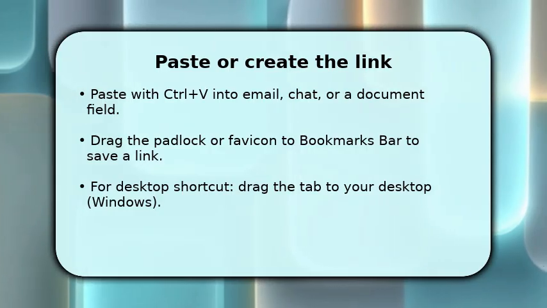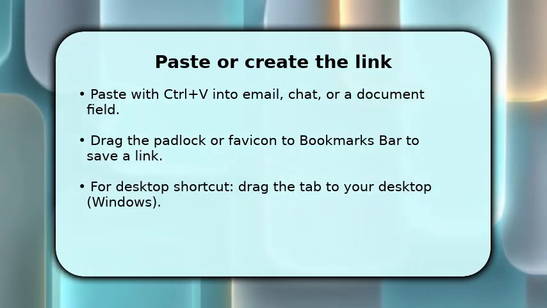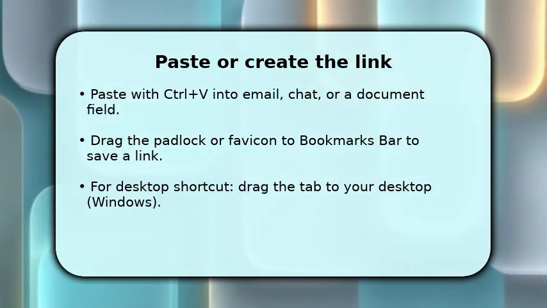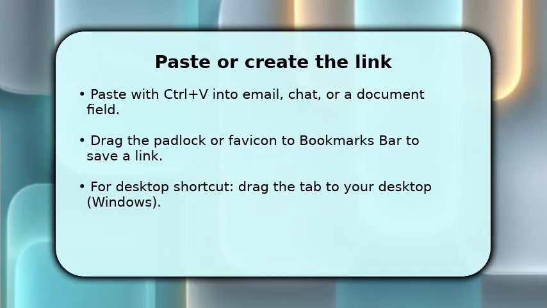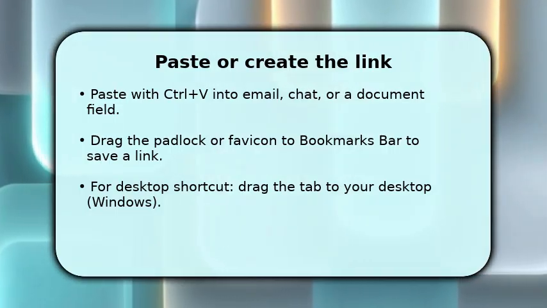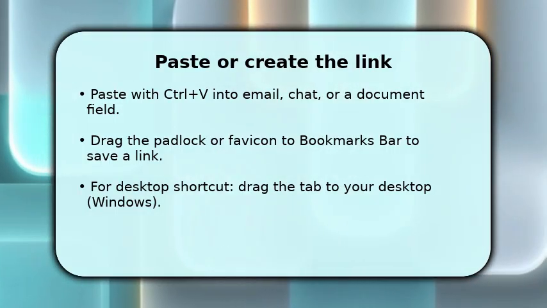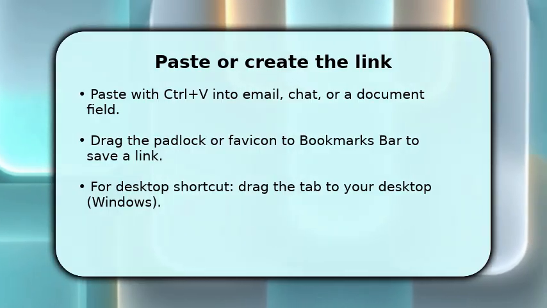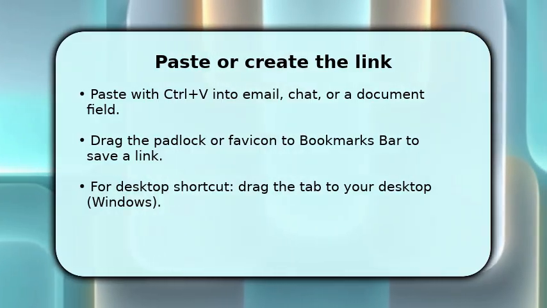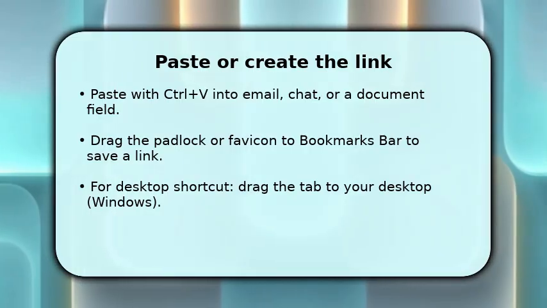If you want quick reuse, drag the small padlock or site icon from the left of the address bar down to your bookmarks bar to create a bookmark. On Windows, you can drag a tab onto the desktop to make a URL shortcut. These steps make access faster and preserve the exact address for later.